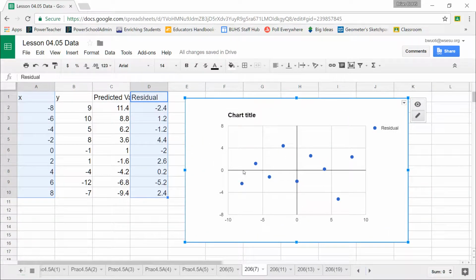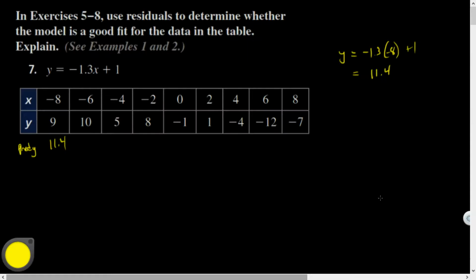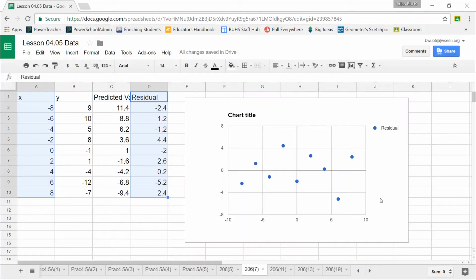And notice I've got about half of the points. I've got 1, 2, 3, 4, 5 above, 1, 2, 3, 4 below. They seem to be kind of right every other-ish. And so I would say this is a pretty good model, right? It's pretty good. Those residuals ain't far off.